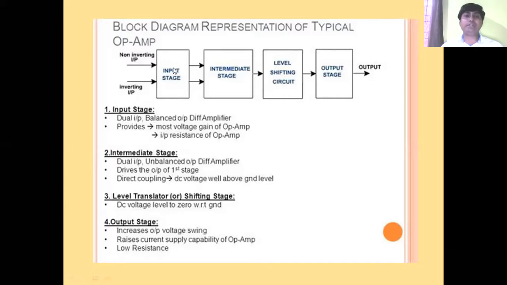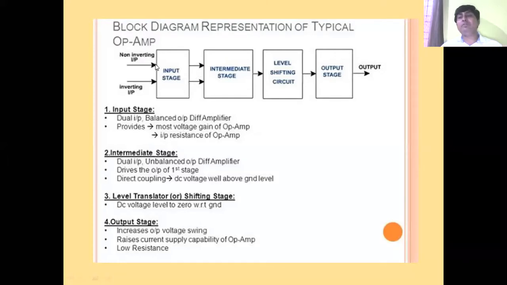So what does this input stage consist of? This input stage is nothing but, as I told, a differential amplifier. Here, as we can see, we have two inputs and two outputs. If we have two inputs and two outputs, then we can say that it is a balanced differential amplifier.